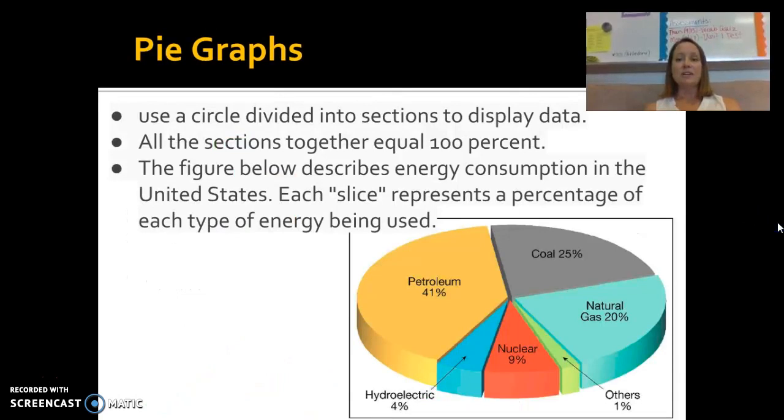A pie graph is another way to display data. This only works if you have variables that add up to 100%. So each slice represents a percentage. So in this example, we're looking at energy consumption in the US. So you can see that petroleum is the largest percentage at 41%, so it's the largest piece of the pie. Again, another great way to visualize data.